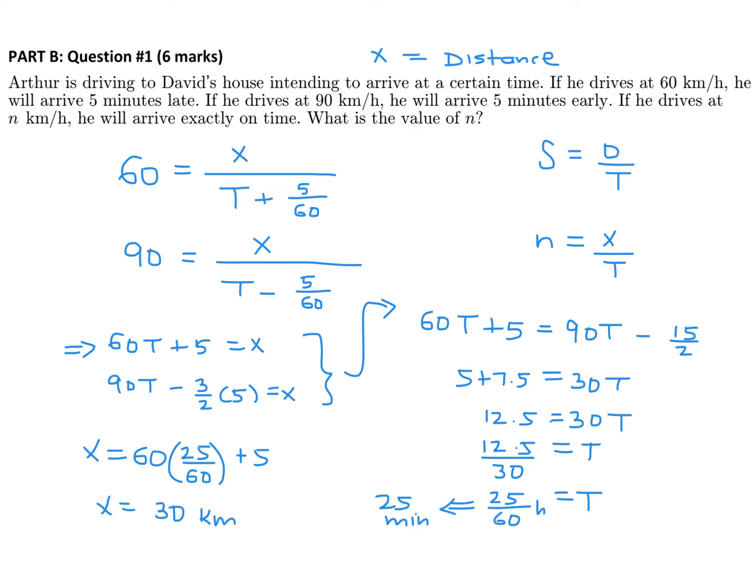Okay, so now we're at the final step, which is finding out n, x over t. So that's going to be 30 kilometers, and then t was 25 minutes, which is 25 over 60 hours. And then invert and multiply. We got 30 over 1 times 60 over 25, and that is 72. 72 kilometers per hour is the speed that he drives at, which allows him to arrive exactly on time.